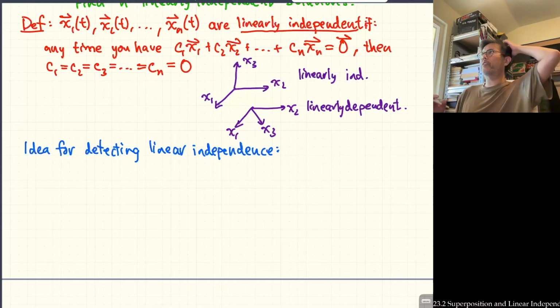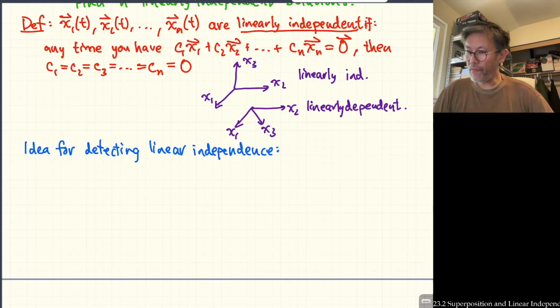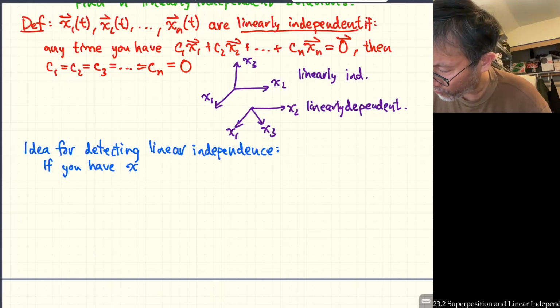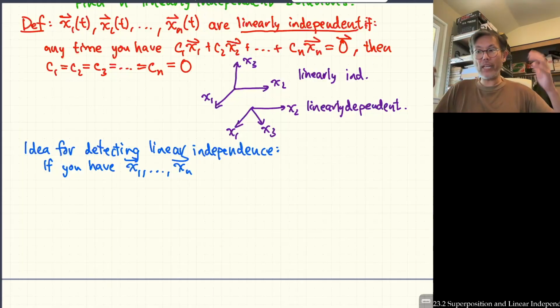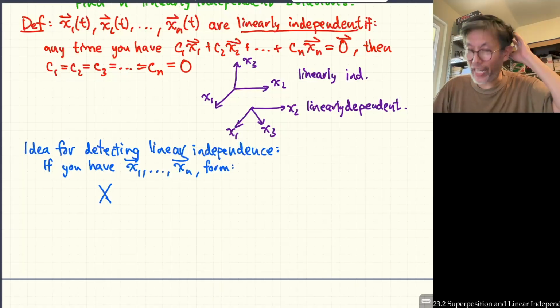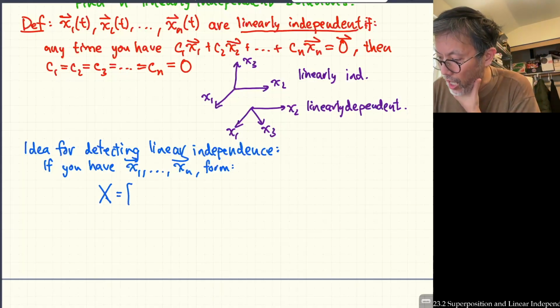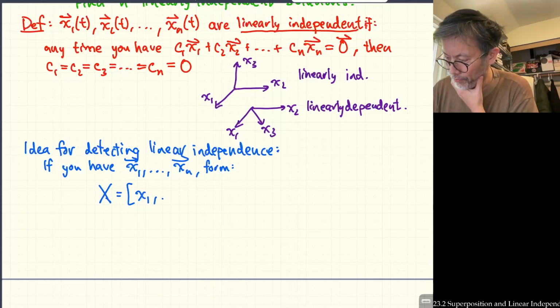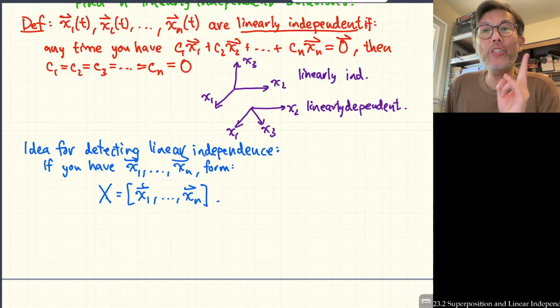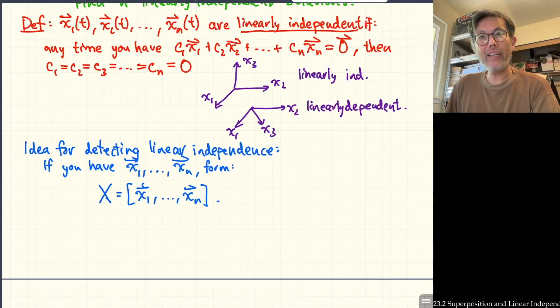The idea for detecting linear independence is, if you have x1 through xn, then you can form a matrix, an n by m matrix. I'm going to denote it capital X. This is going to be the matrix whose columns are x1 through xn. If the determinant of this matrix is not 0, then you have linear independence.